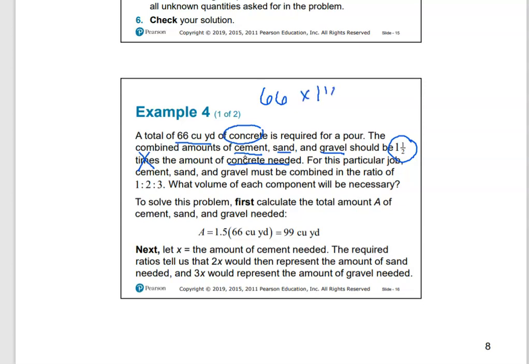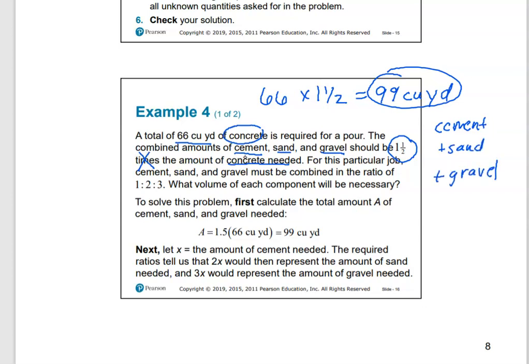times 1.5 because it says that there's 1.5 times the amount of concrete needed with all three of these combined. And 66 times 1.5 gives me 99. And that's going to be in cubic yards, which was my original. So I actually need this much of the 99 cubic yards of cement and sand and gravel. Okay, so that's what I know so far. I need 99 cubic yards in order to make this 66 cubic yards of concrete. I need 99 cubic yards of cement, sand, and gravel all together.